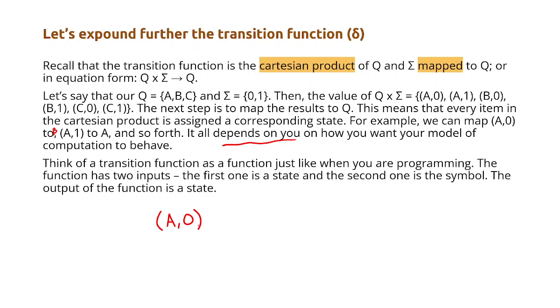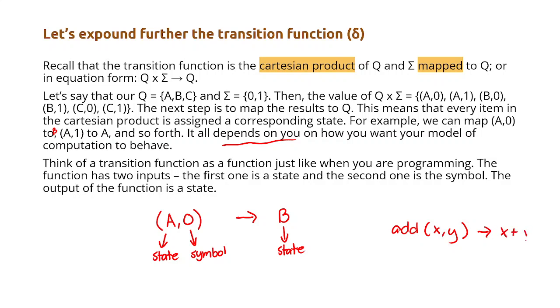So the transition function is like a function, and it has two inputs. The first input is the state. The second input is the symbol. And then the output of the function is a state, with an arrow, and let's just say B. B is the output. So we get a state as the output. It's just like a function, for example add(x, y), whose result is x plus y. It's just like that. Next.